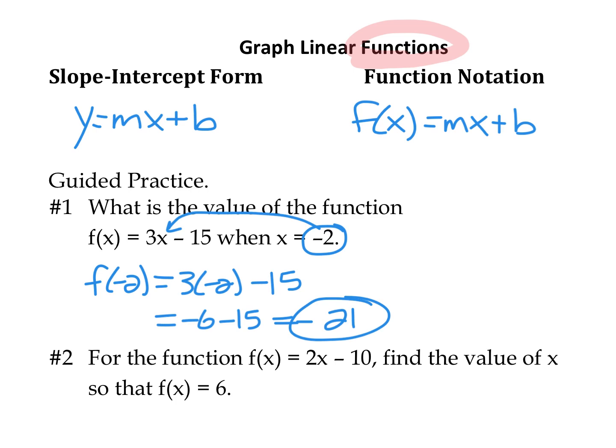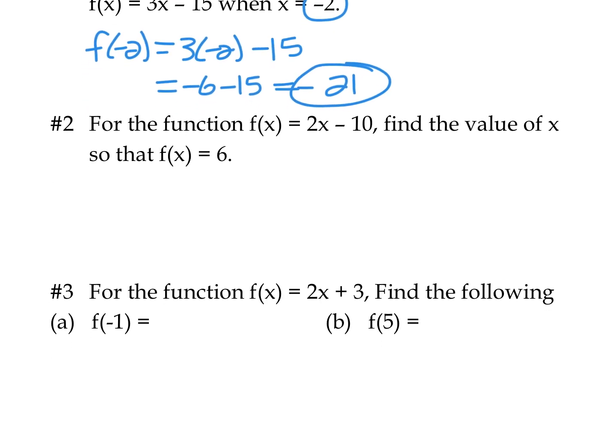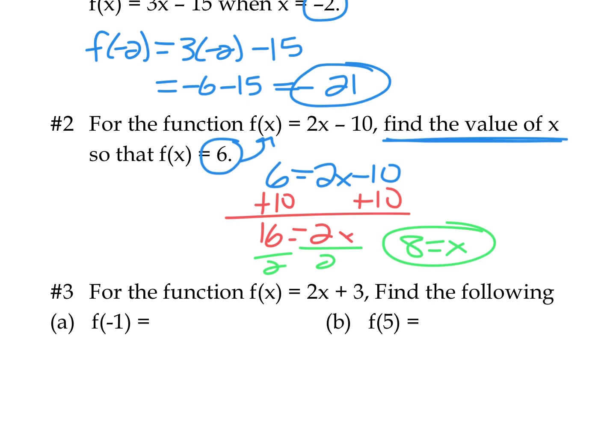Now let's look at what happens when we know that f of x is equal to 6. Remember, that's like saying y equals 6. So we can replace the f of x with a 6. We're trying to find an x when we know the output, the whole function value, is 6. So we'll replace the f of x with 6 equals 2x minus 10. Now we're going to solve this for x. We're going to add 10 to both sides: 16 equals 2x. Then we can divide both sides by 2, and we get 8 equals x. That's the value of x.